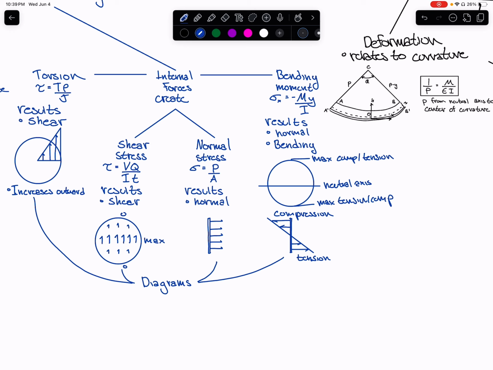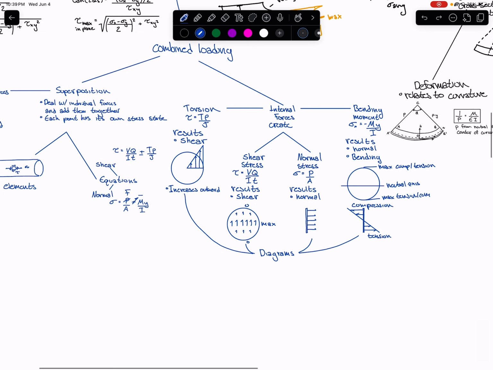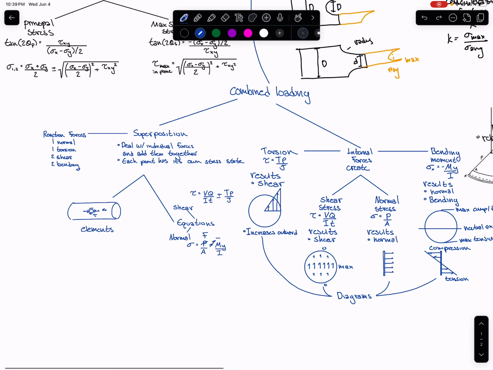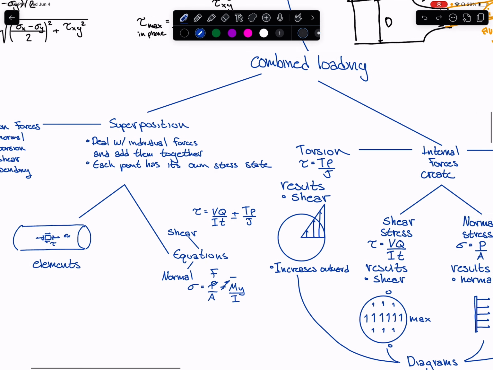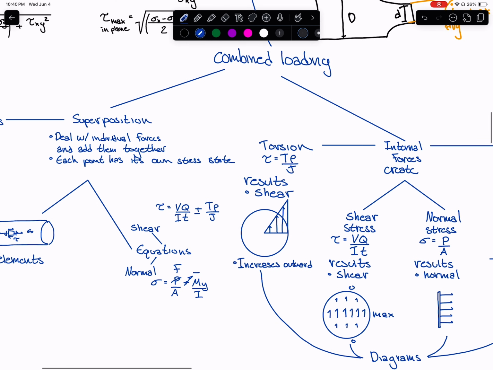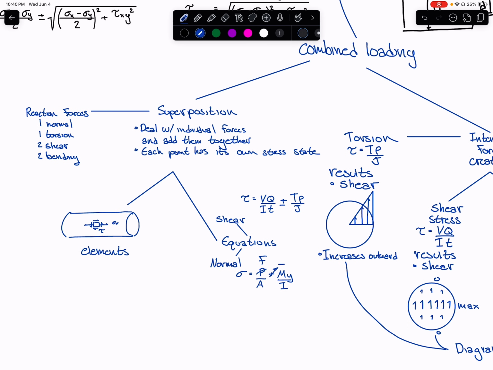So that matches the graph below, and we see that at the normal axes, there is no normal stress from bending. Looking now at the superposition, it's what allows us to use all of these different internal forces and find the maximum shear and normal.